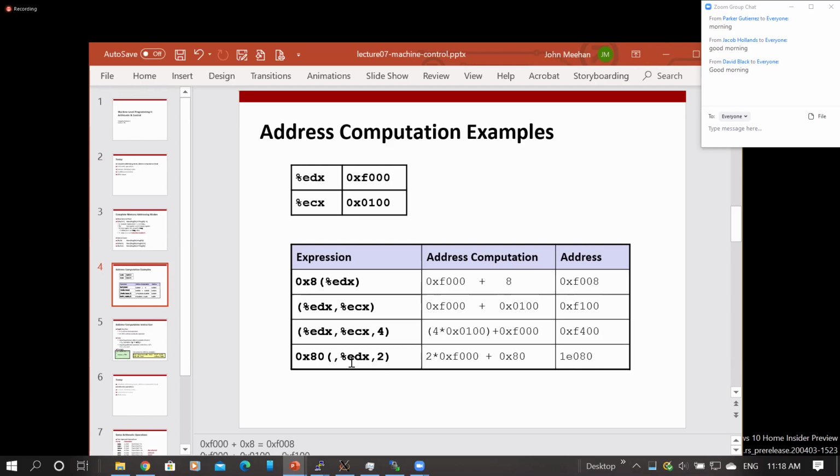This is 2 times EDX. EDX contains F000. And you're going to take 2 times EDX, and then you're going to go 80 past there. So 2 times EDX is going to give you 1E000 when you multiply the F by 2, right? And then you're going to add 80 to it, so you get that. Any questions about that?